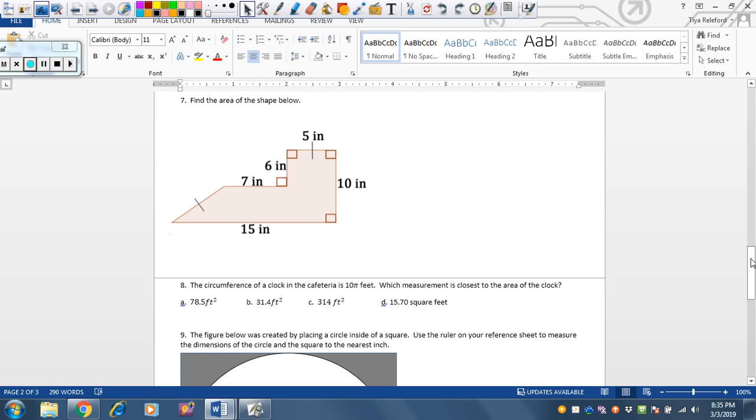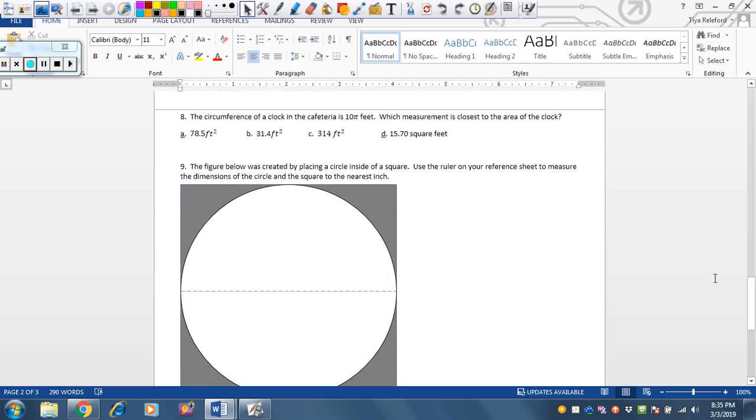Number 8 says the circumference of a clock in the cafeteria is 10 pi feet. Which measurement is closest to the area? So we're talking circumference. And it says circumference is 10 pi. So 10 is the what? 10 is the diameter.